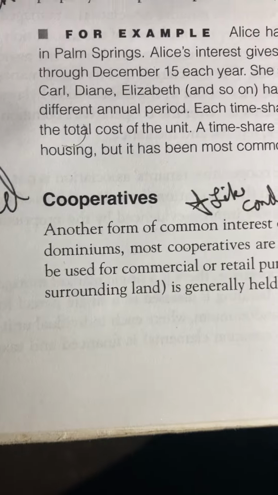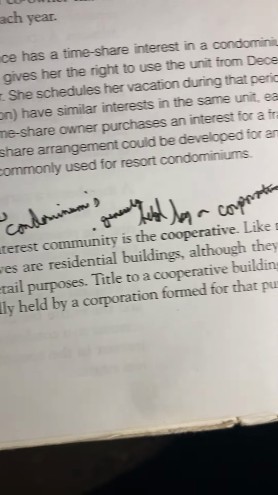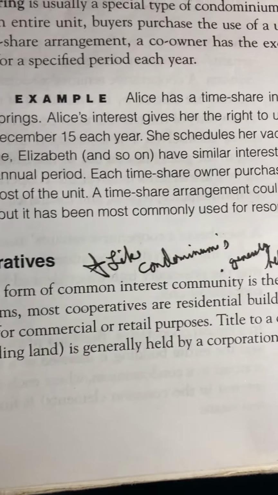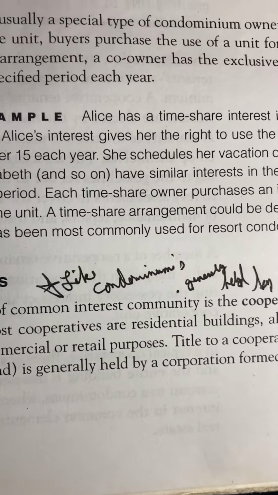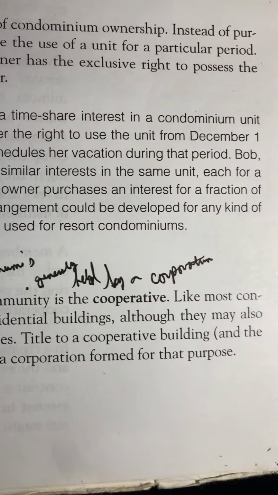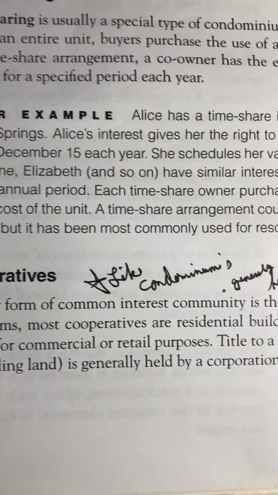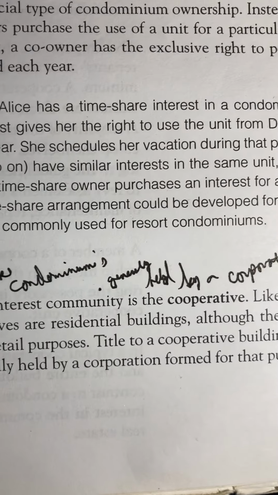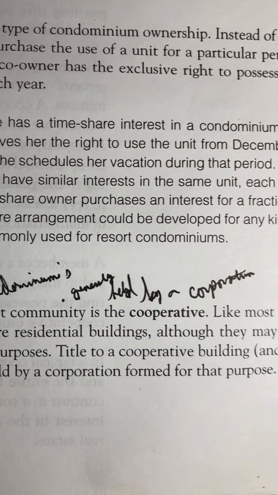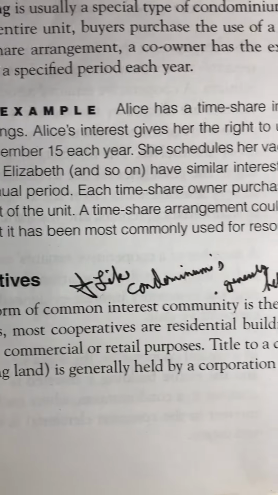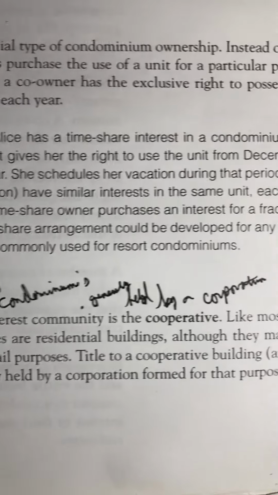Cooperatives. Another form of common interest community is the cooperative. Like most condominiums, most cooperatives are residential buildings, although they may also be used for commercial or retail purposes. Title to the cooperative building and the surrounding land is generally held by a corporation formed for that purpose.